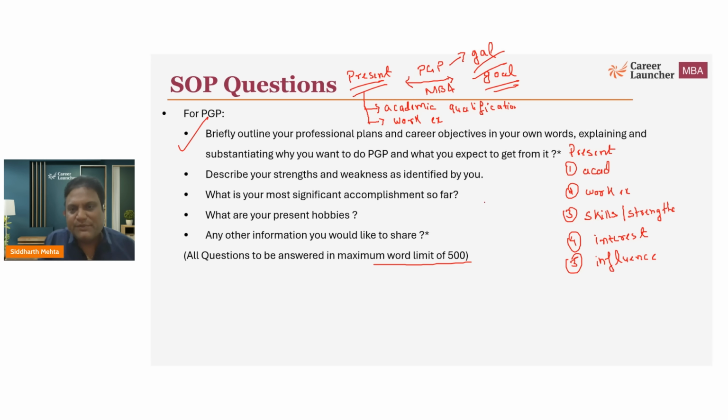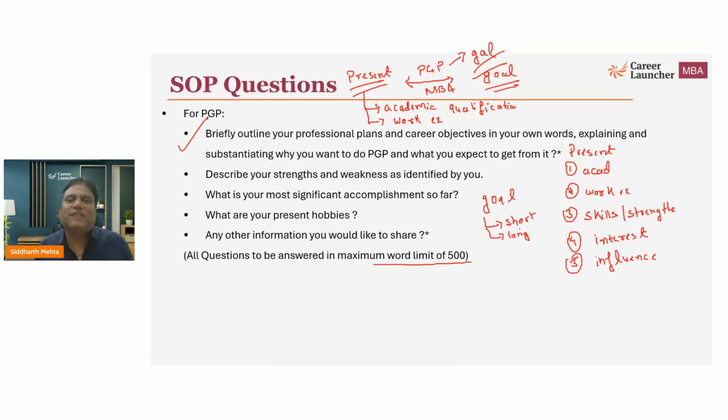Then the goal part. For most of the students this is slightly tricky, that what to say as a goal. Okay. So think about it, short term goal and long term goal. Your short term goal is basically the goal that you want to reach in say 5 years time. Long term is a bit more, 8 to 10 years time. So think about it. It should align with your background or the present standing.